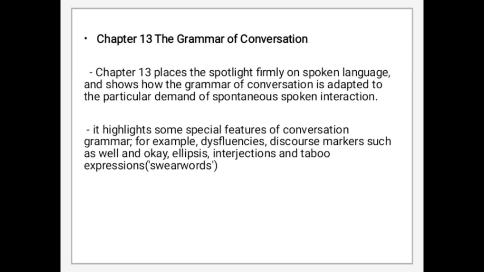So we have chapter 13, the grammar of conversation. This chapter places the spotlight firmly on spoken language, and it shows how the grammar of conversation is adapted to the particular demands of spontaneous spoken interaction. It highlights some special features of conversational grammar, for example, disfluencies, discourse markers such as well and okay, ellipses, interjections, and taboo expressions. Taboo expressions are swear words.